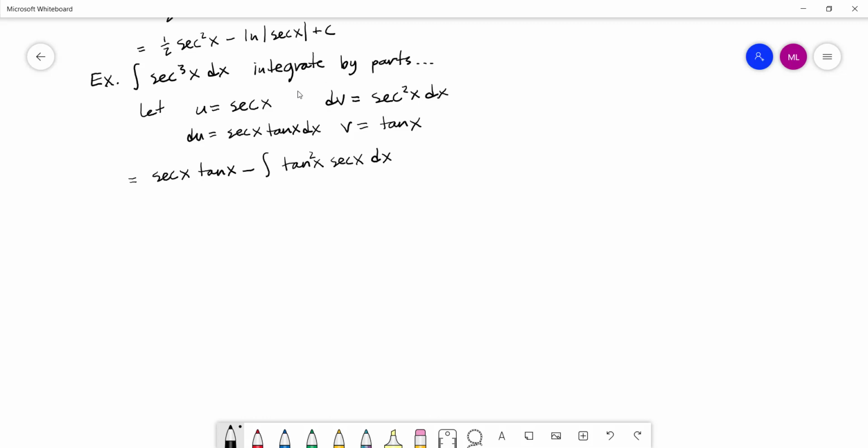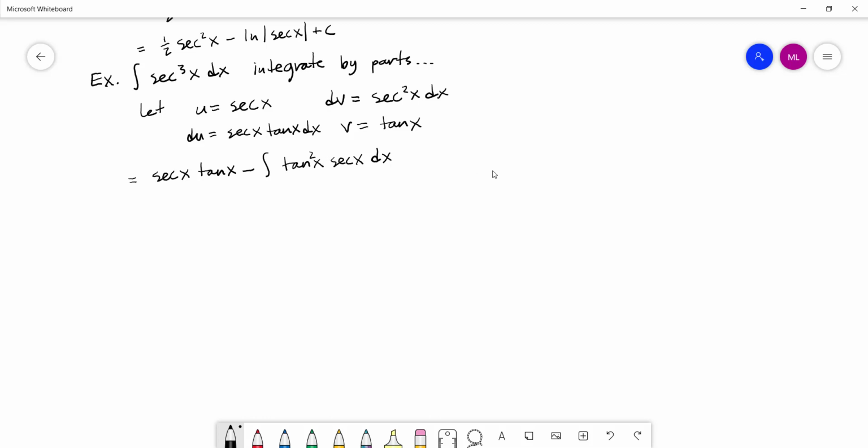Okay, so here's what our integration by parts looks like so far. We've got part of the answer right here, and now we have another trigonometric integration problem that we have to deal with. How are we going to deal with this one? We have, again, sort of a tricky approach that we're going to do.